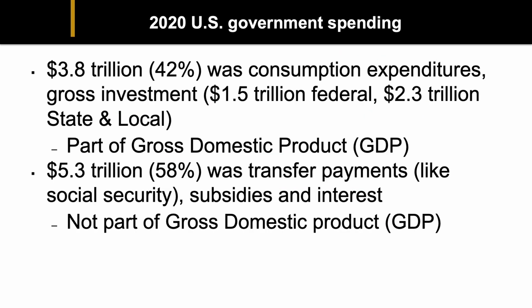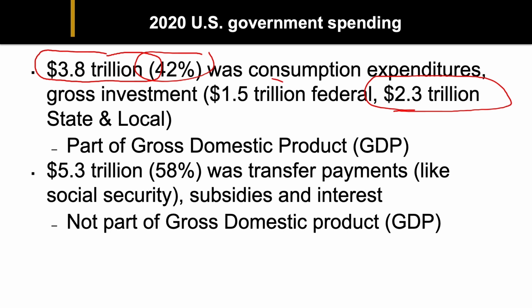And of this spending, of that $9 trillion in spending, $3.8 trillion was on government goods and services and government investment. So it's about 42%. So this is what you traditionally think of as the government part of GDP. Government buys goods and services. Some of it's investment goods and services. Some of it's consumption goods and services. And of that $3.8 trillion in spending, more than half of it was by the state and local government. $1.5 trillion was by the federal government.